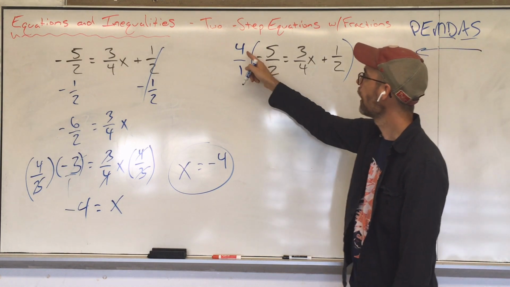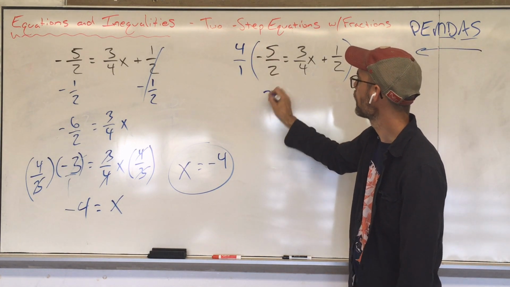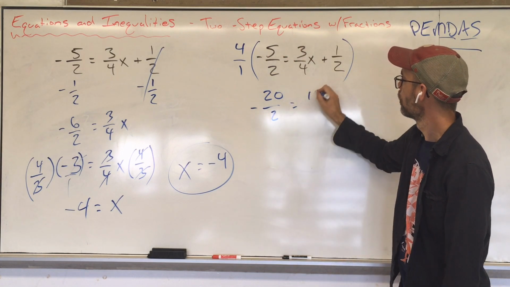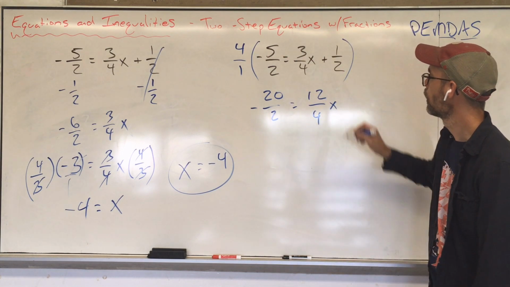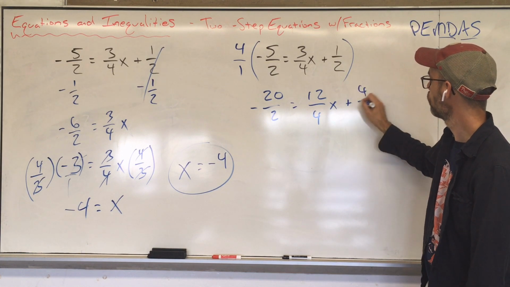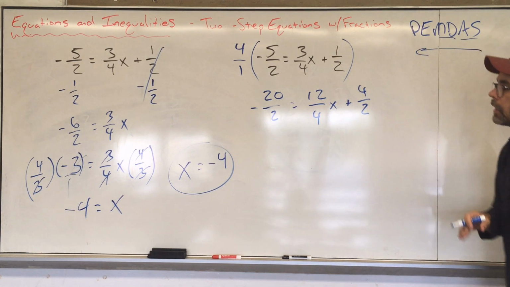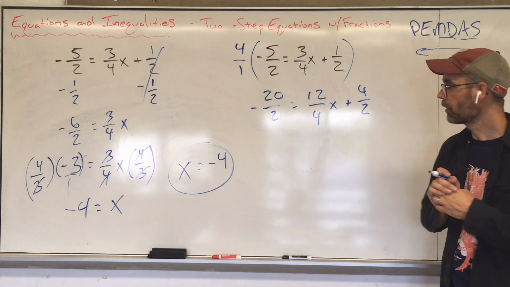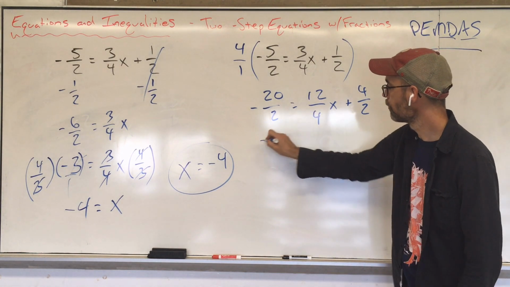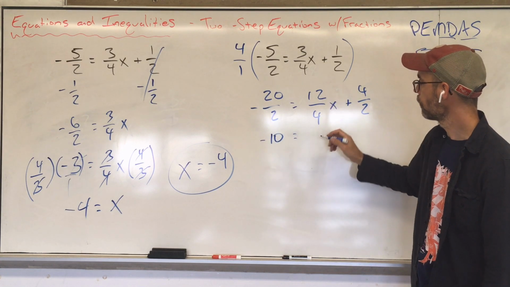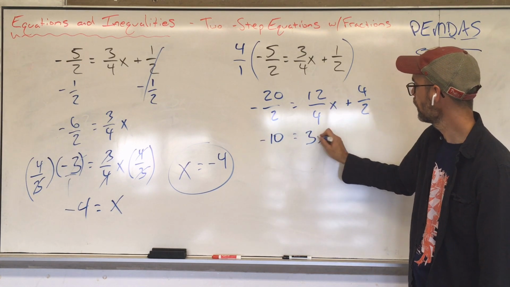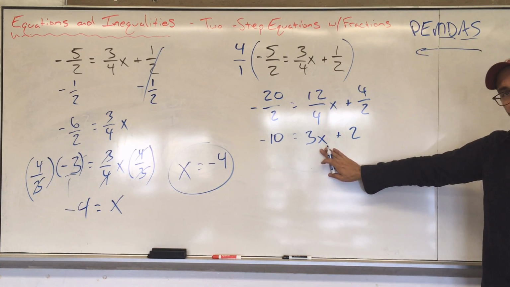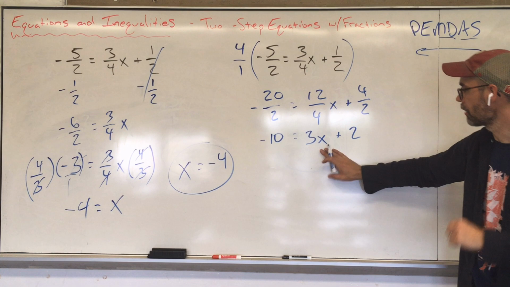Okay? When I do that, 4 and 5 gives me 20 over 2 with a negative 12 over 4 and 4 over 2. Once we're here, now we can simplify each one of these numbers. 20 and 2 gives me negative 10. 12 and 4 gives me 3. 4 and 2 gives me 2. Now I'm left with a two-step problem that I can do something that looks nicer.